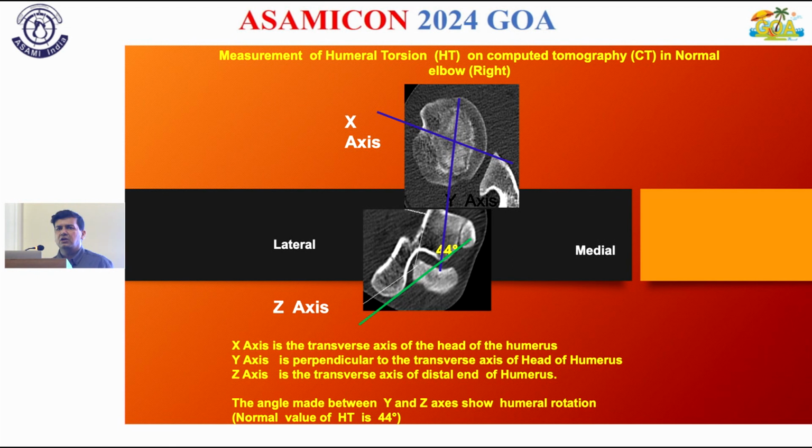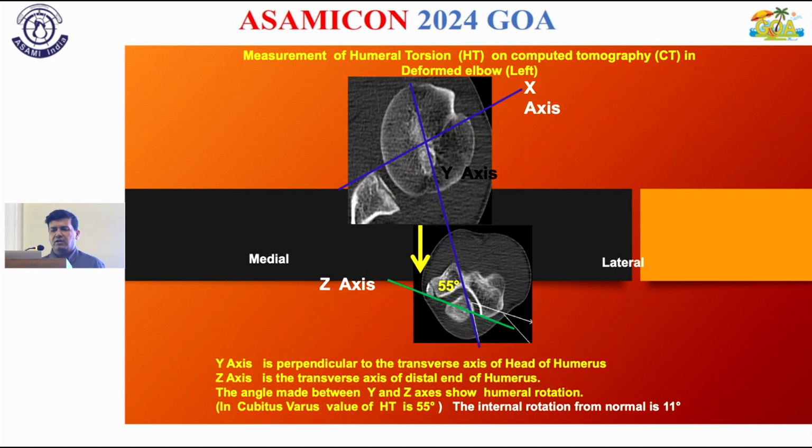You can measure the internal rotation deformity on a CT scan. You have to measure an X-axis, that is a transverse axis of the head of the humerus. From that you draw a Y-axis at 90 degrees, and there is a Z-axis, which is the transverse axis of the distal end of the humerus. The angle between this Y and Z-axis is the internal rotation. In a patient, on the normal side the angle was 44 degrees, and on the varus side it was 55 degrees. There was 11 degrees of internal rotation.